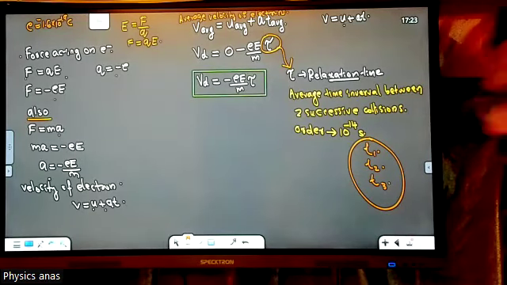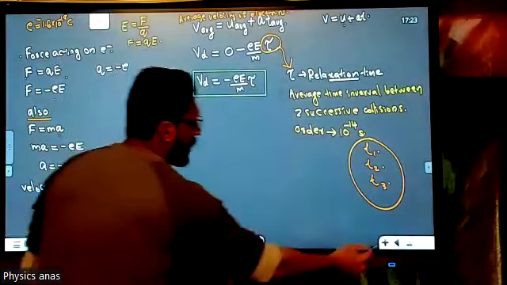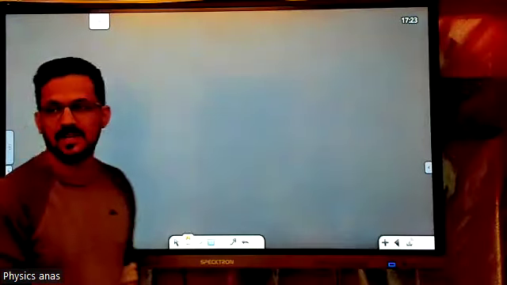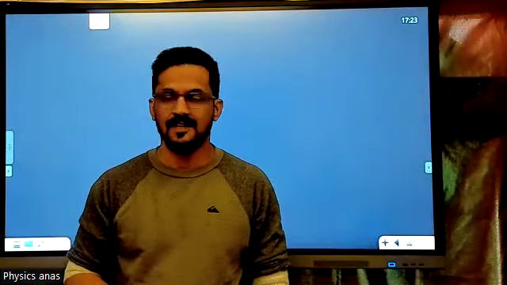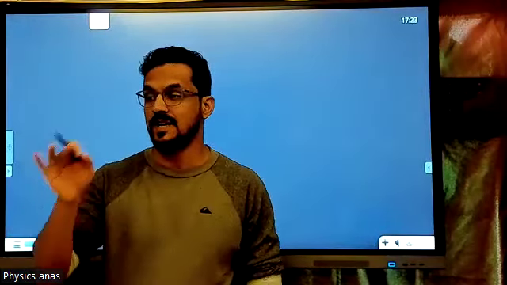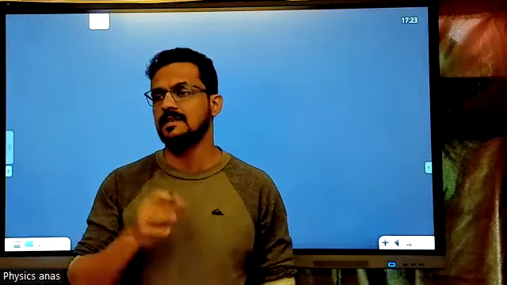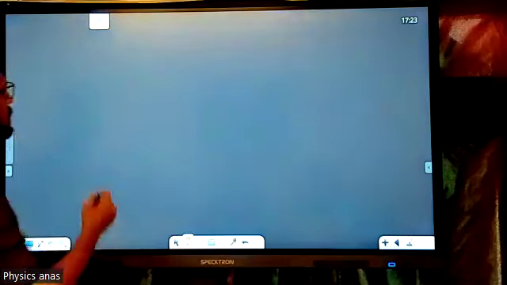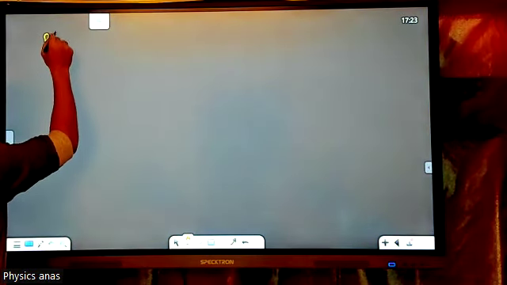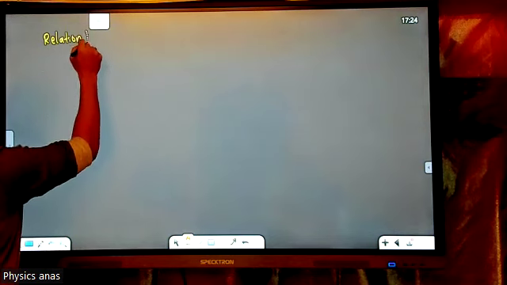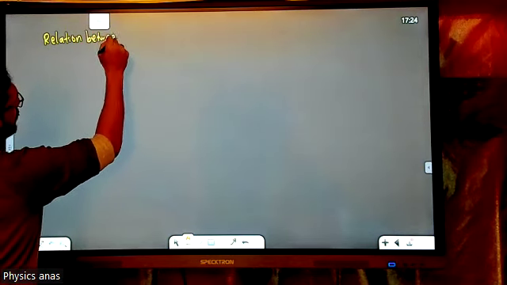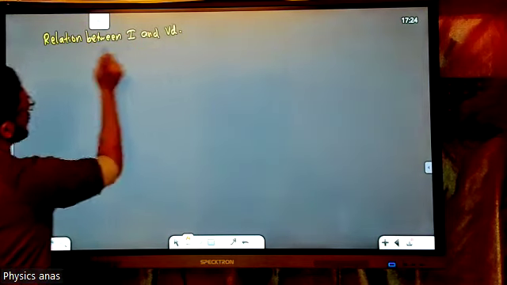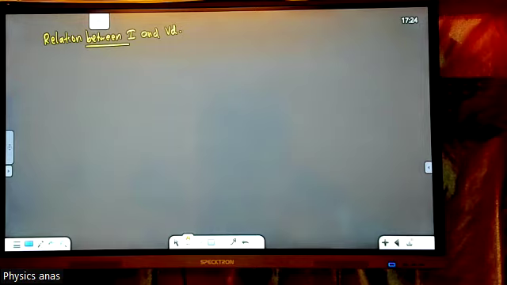Yeah. That's it. Then I will give you the next derivation. There is also another derivation, a very simple one. That's called the relation between current and drift velocity. That's what we are going to see now. Relation between current and drift velocity. Let's see what it is.